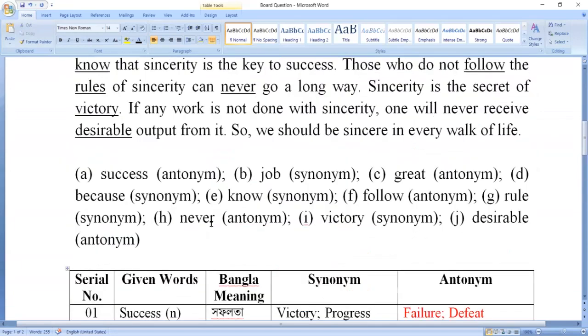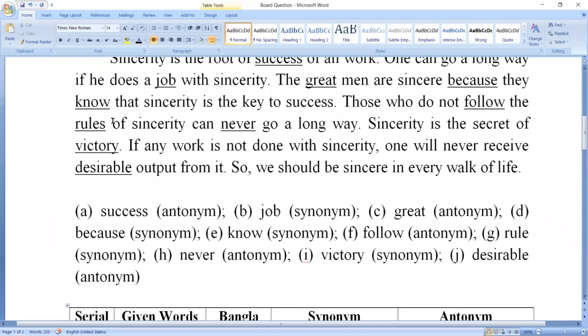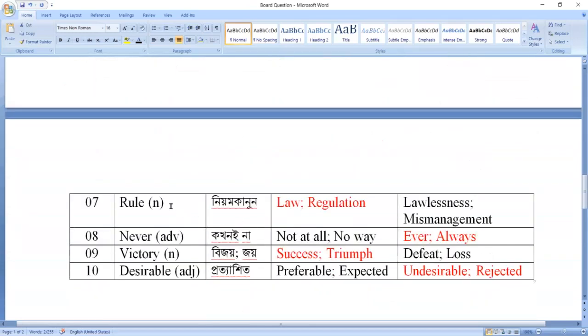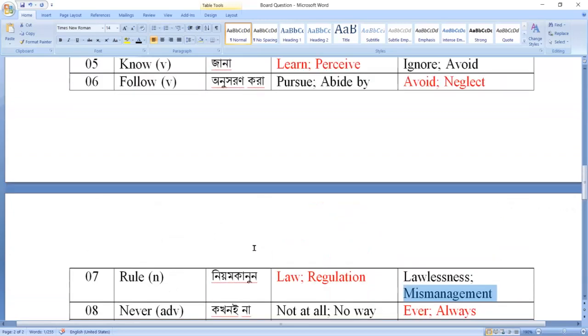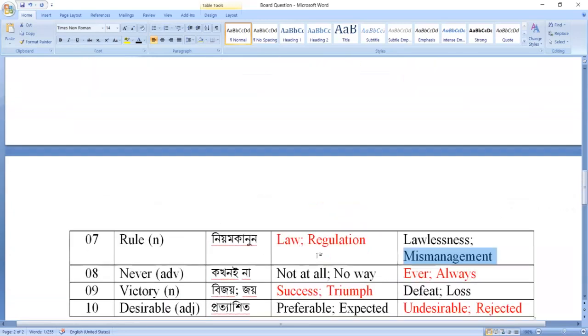In this way, rule. Here in this sentence, rule is a noun, and we need to write here a synonym. So we have to find out what the synonyms of the word rule are. We find that law, regulation, etc. are the synonyms of rule, and lawlessness or mismanagement are the antonyms of the word rule. But as we need to write down the synonym, we can write either law or regulation.